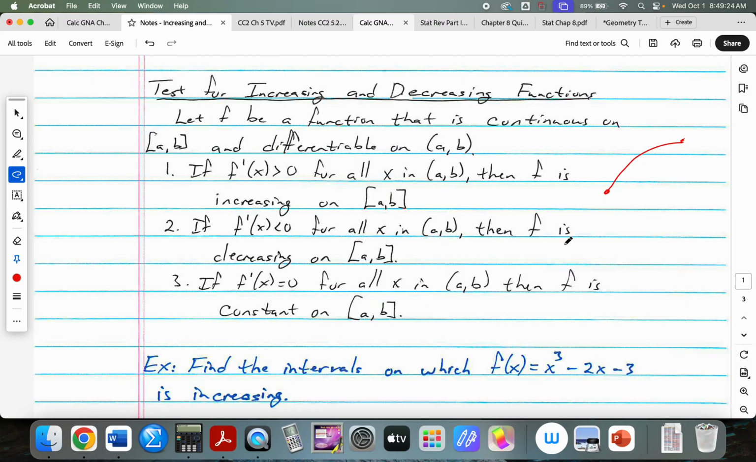And then conversely, if f prime of x is less than 0 for all x in the open interval from a to b, then f is decreasing on the closed interval from a to b. And if f prime of x is equal to 0 for all x in a, b, then f is constant on the closed interval from a to b.